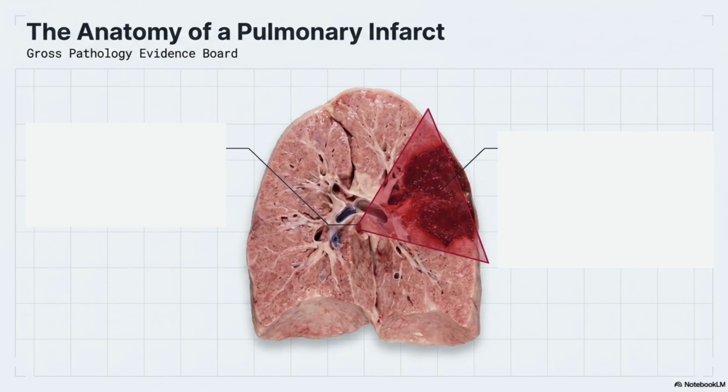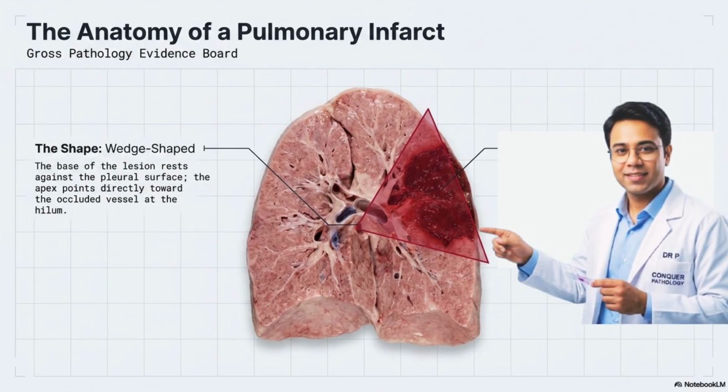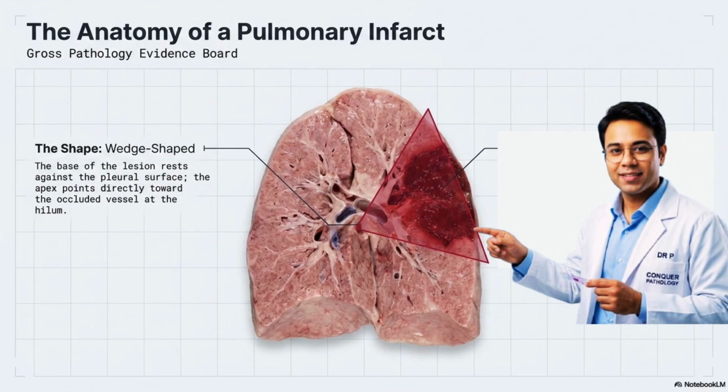Looking at the anatomy of a pulmonary infarct on our gross pathology evidence board, we first notice the shape. It is wedge-shaped. The base of the lesion rests against the pleural surface and the apex points directly towards the occluded vessel at the hilum.